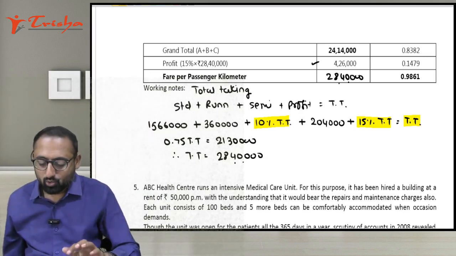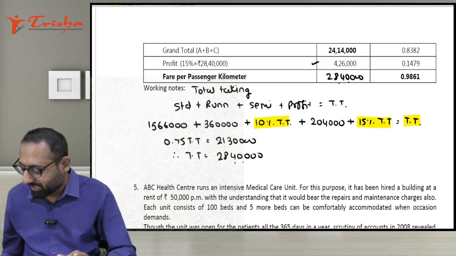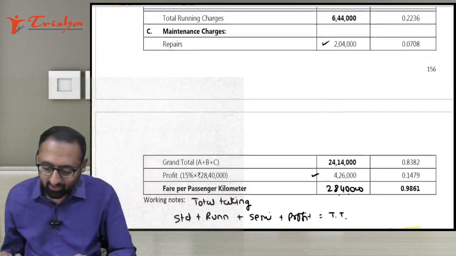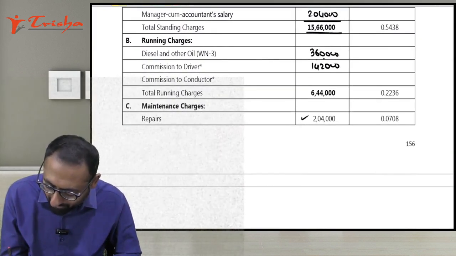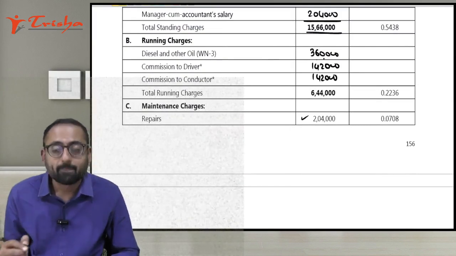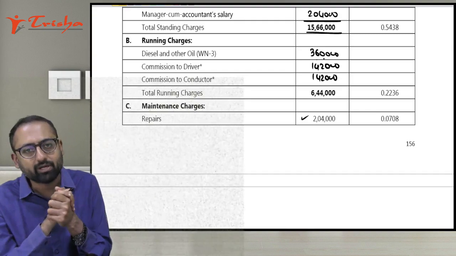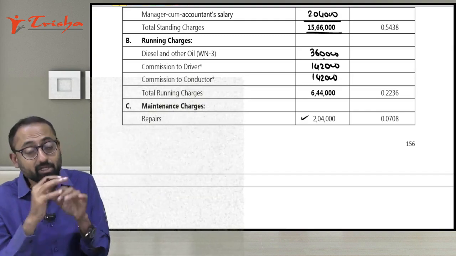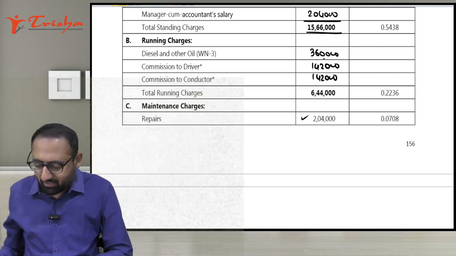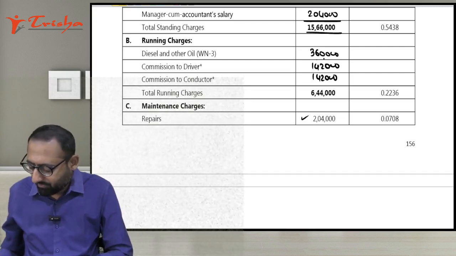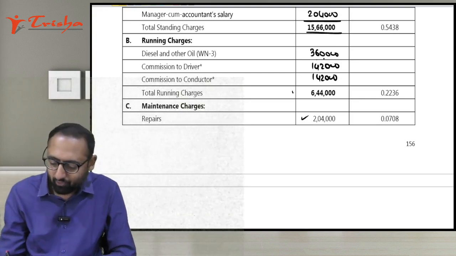Okay. So 2,84,000 divided by 2 is 1,42,000, 1,42,000. Perfect, sir? 10% is your commission of the total taking. Total taking already we have calculated. Then 5%, 5%, equally shared. Right? Let's see. 3,60,000 plus 1,42,000 plus 1,42,000. Your answer comes to 6,44,000.